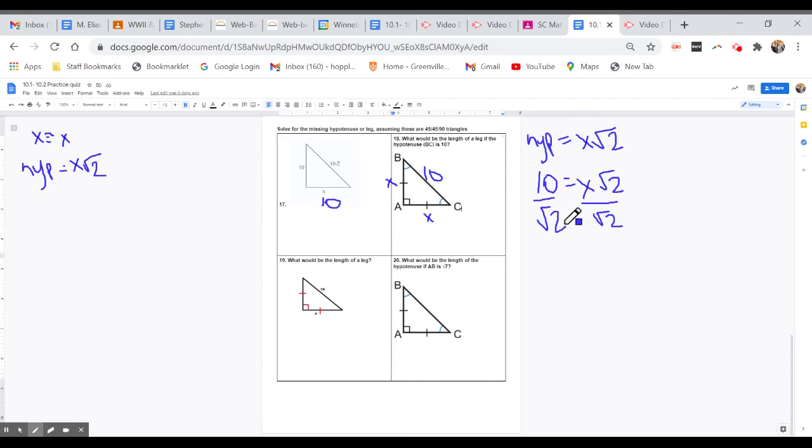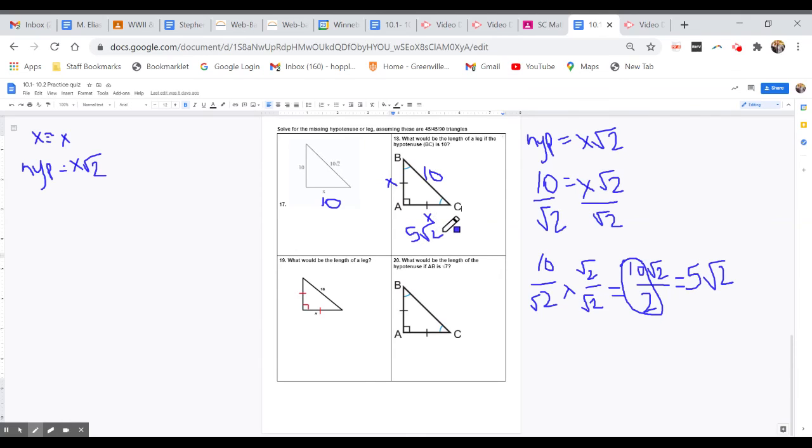But remember, we cannot have radicals in our denominator. So I actually need to do 10 root 2 divided by root 2 times root 2 over root 2 and continue solving. So my top is 10 root 2 divided by the root of 2 times the root of 2 gives me the root of 4. And I know the square root of 4 is 2. Or remember, when you take a square root times the same square root, you just get the number left under the root. And I can continue simplifying. I have this 10 and 2 out front here. So 10 divided by 2 gives me 5 root 2. So I know that a leg is 5 root 2.